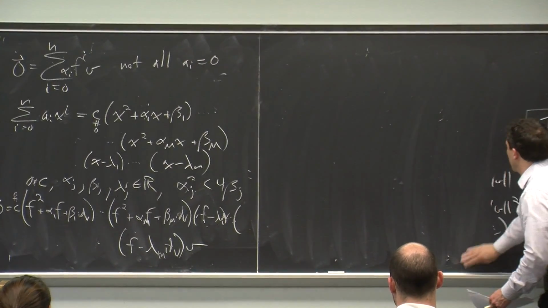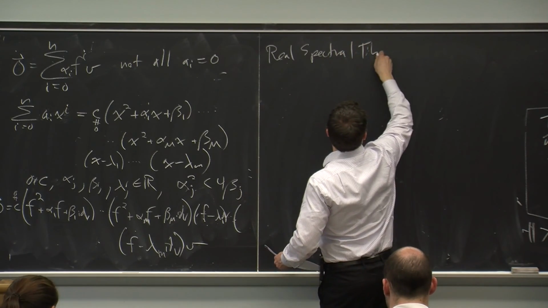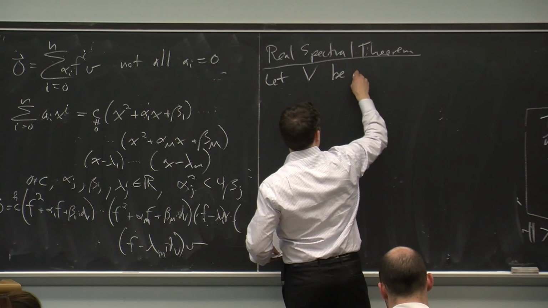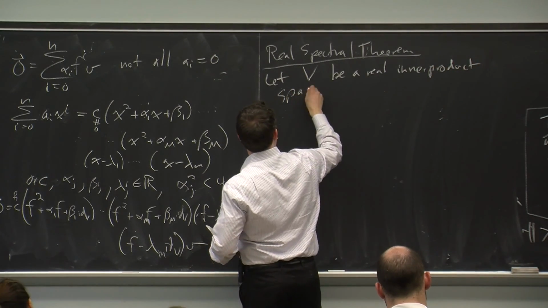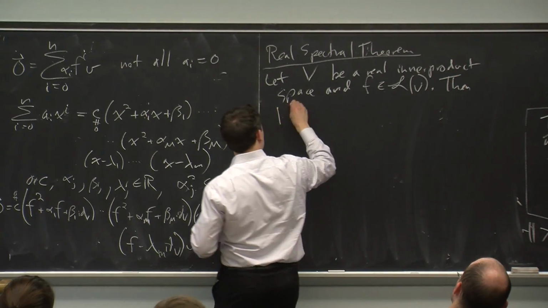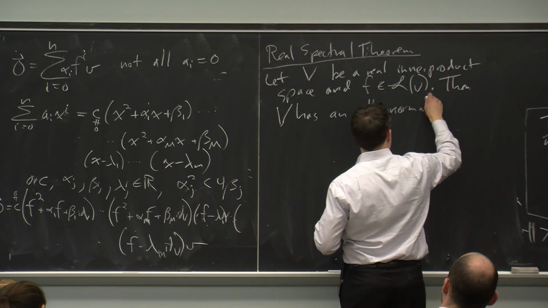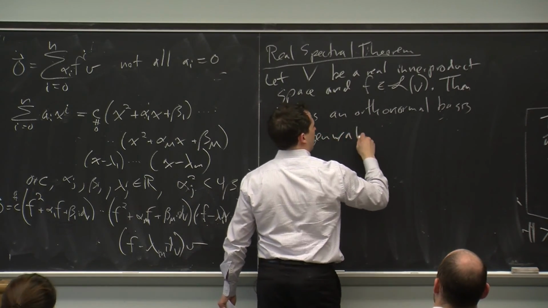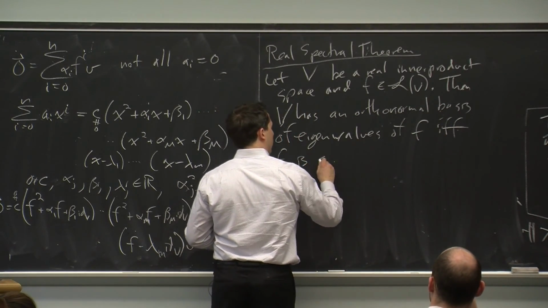So with those two pieces of information, we can state the real spectral theorem and prove it. Let V be a real inner product space, and F be an operator on V. Then V has an orthonormal basis of eigenvectors of F if and only if F is self-adjoint.